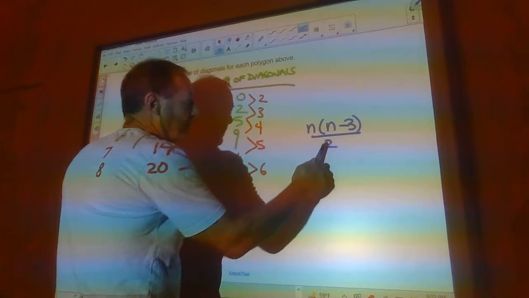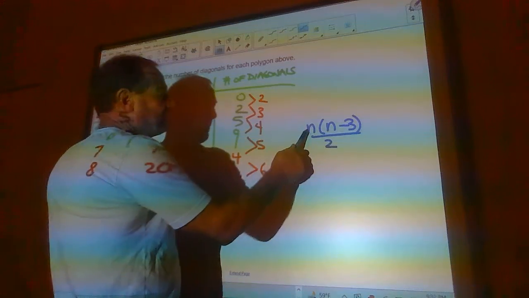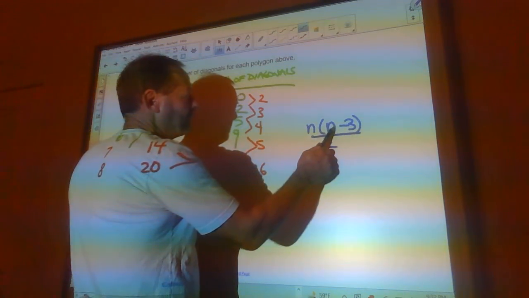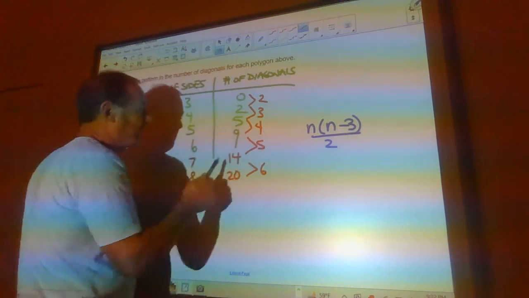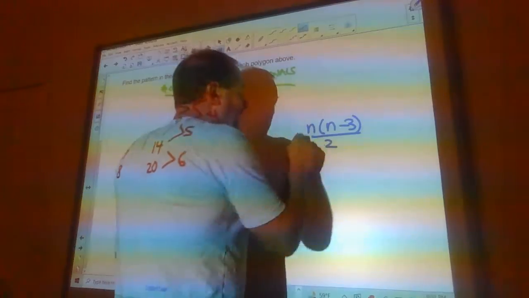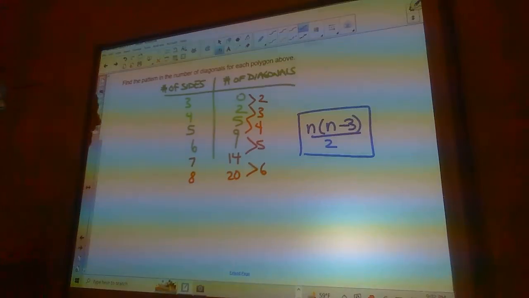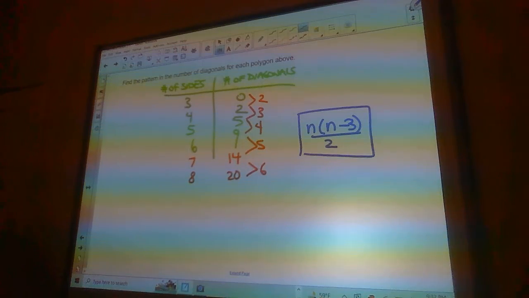So it'd be 4 divided by 2, which would be 2. If I put in 5, that'd be 5 times 2, which would be 10, divided by 2 would be 5 again, and so on. So this is a pattern that you can find that'll tell you the number of diagonals. And if you can come up with how that's done exactly, you might find yourself some bonus points.